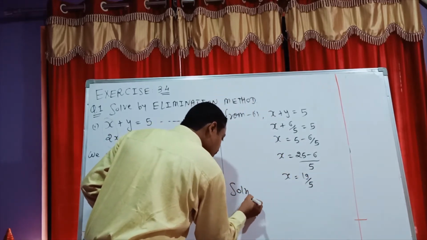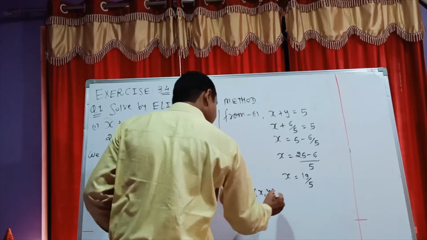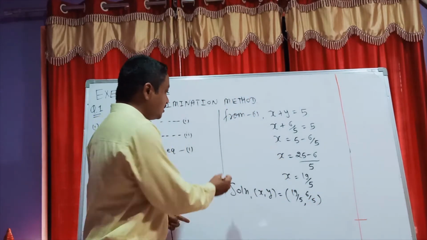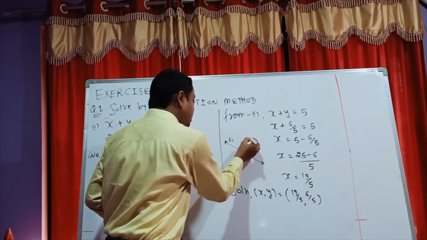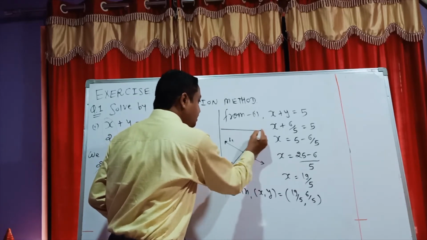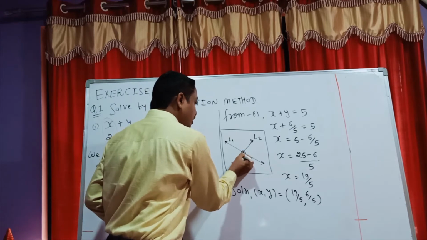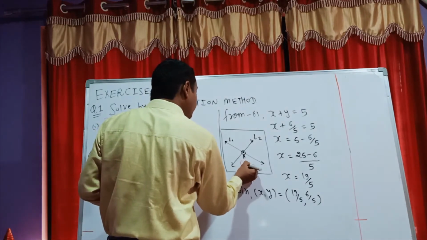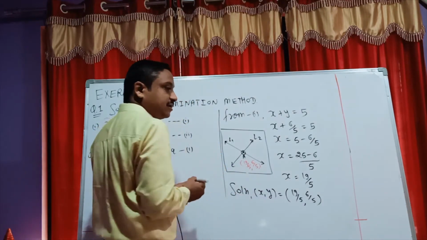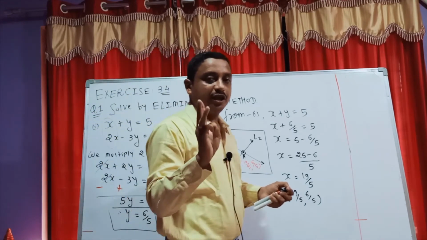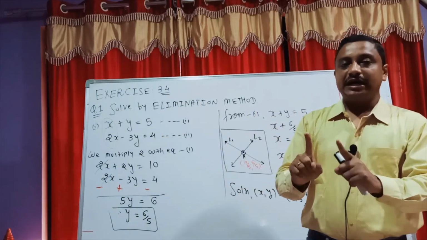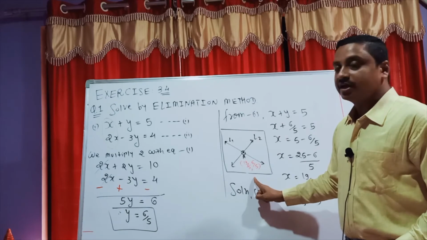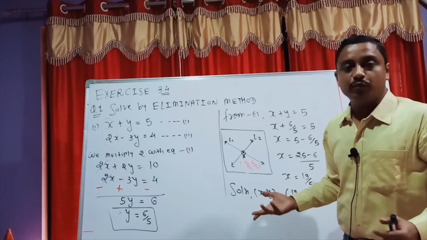So my solution, x comma y, is how much? 19 by 5 comma 6 by 5. Students, this indicates that your two lines L1 and L2 intersect at one unique point, and that unique point is your answer, 19 by 5 comma 6 by 5. Again, revise: there are only three cases, either they intersect, or they are parallel, or they are overlapping. Clear? Check here, this answer is an intersection of the two lines at a unique point.